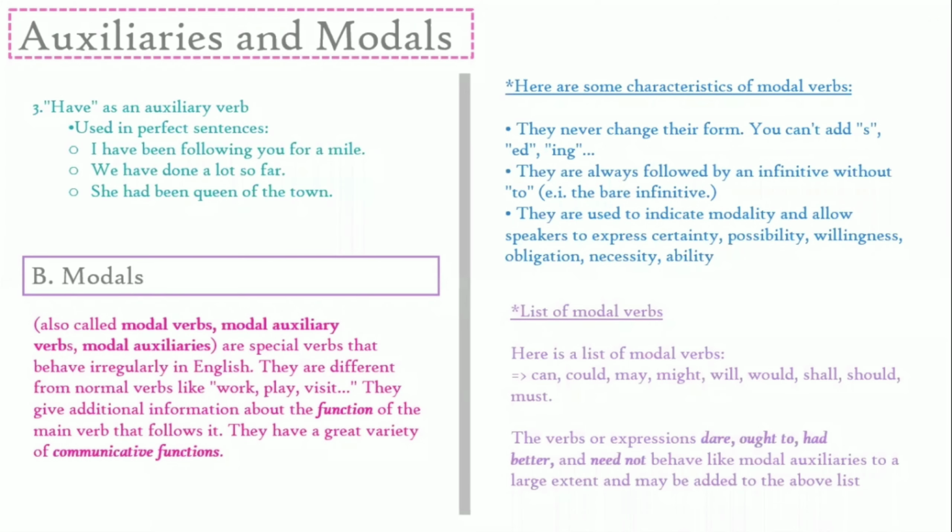And modals. Also called modal verbs, modal auxiliary verbs, or modal auxiliaries, they are special verbs that behave irregularly in English. They are different from normal verbs like work, play, visit, etc. They give additional information about the function of the main verb that follows them. They have a great variety of communicative functions. Here are some characteristics of modal verbs.